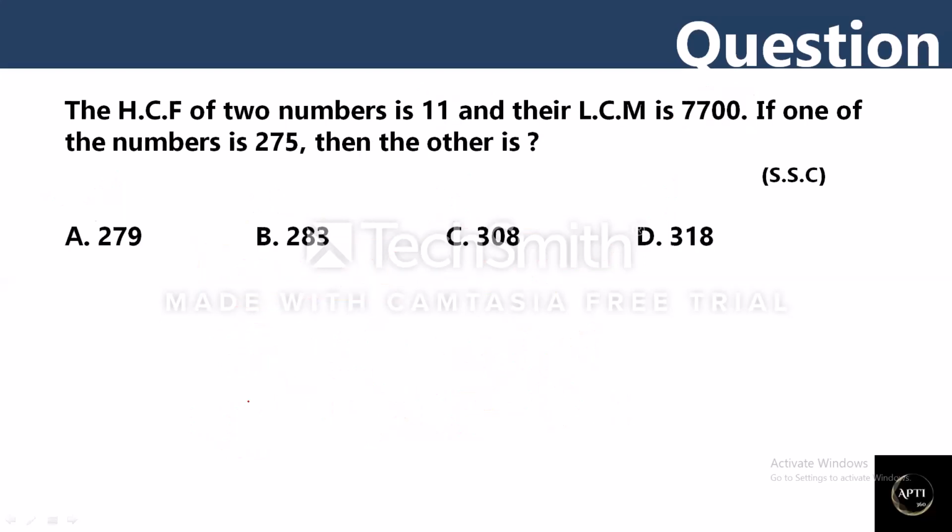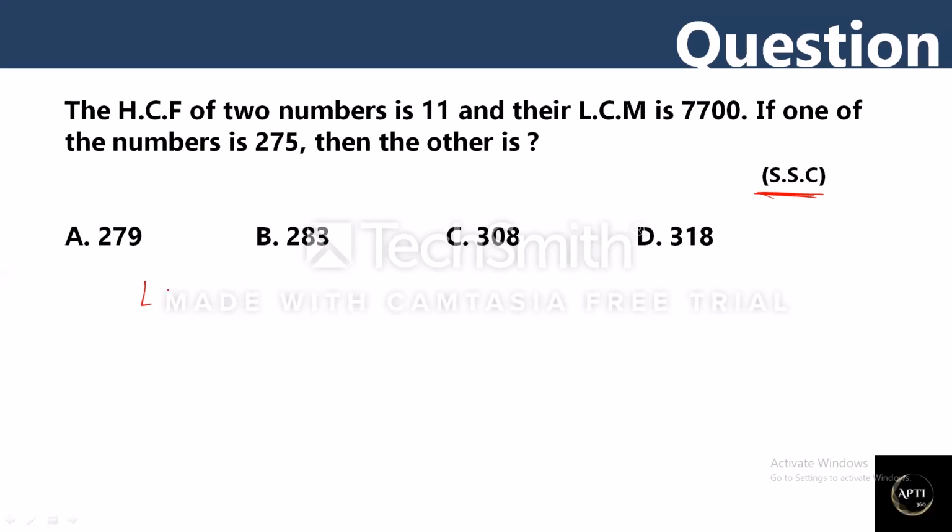Yeah, next one. The HCF of two numbers is 11 and their LCM is 7,700. If one of the numbers is 275, then the other is. The similar case here, okay, already we know that. And if you observe, this question was asked in a previous SSC exam. Exactly the same question I have taken, including the same options. Now we'll try to calculate by using a simple shortcut.